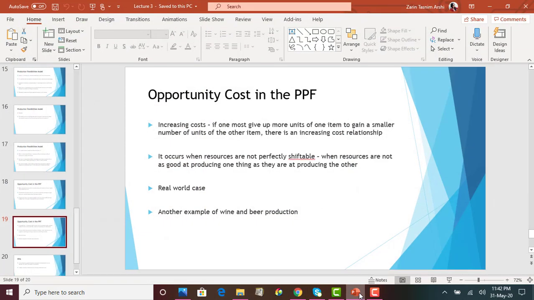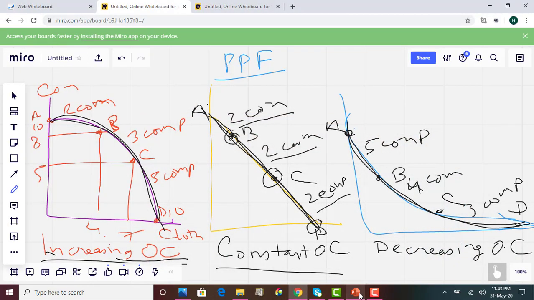Okay, so we are going to have increasing opportunity cost or decreasing opportunity cost when the factors of production are not perfectly shiftable. What that basically means is when resources are not as good at producing one thing as they are producing the other. Okay, again, let's look at computer and clothing. Let's say we need steel to make computers, just as an example, or let's say we need glass to make computers.